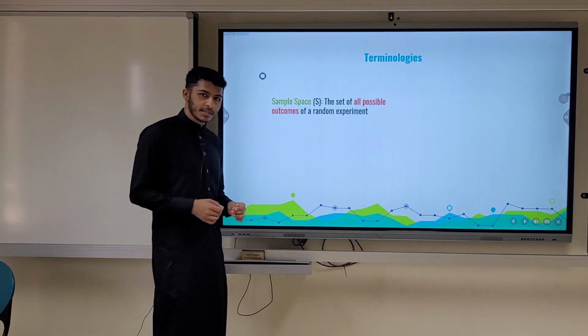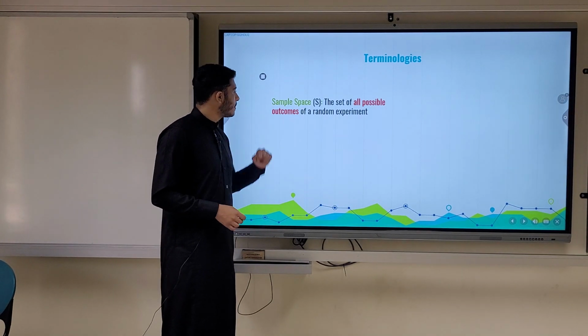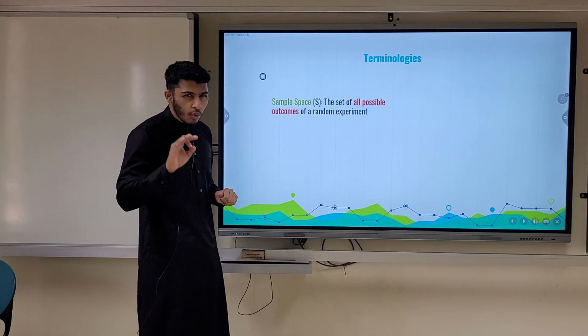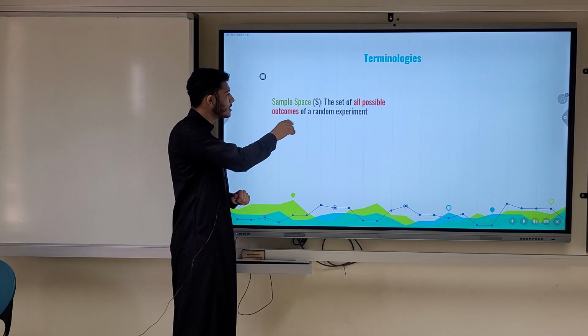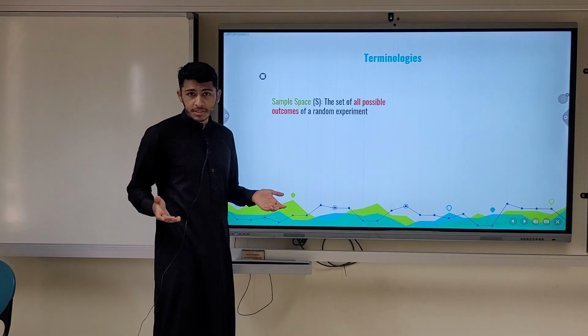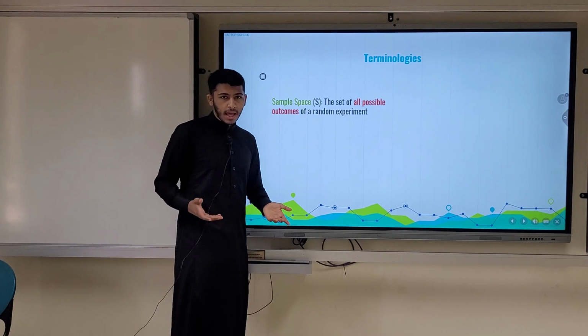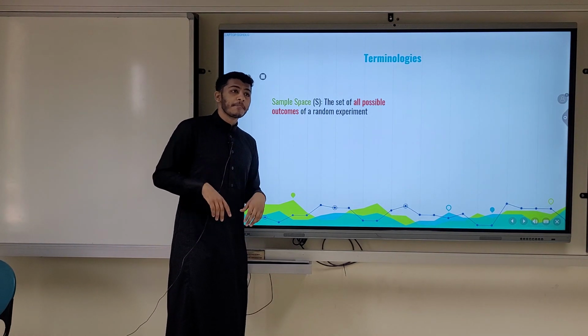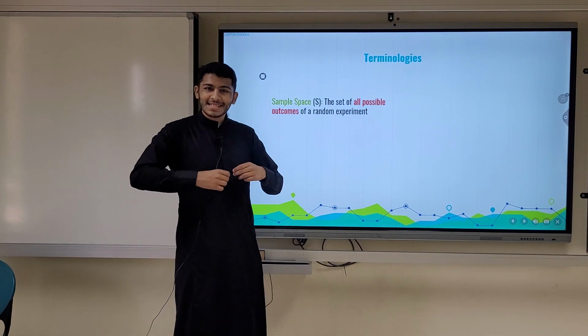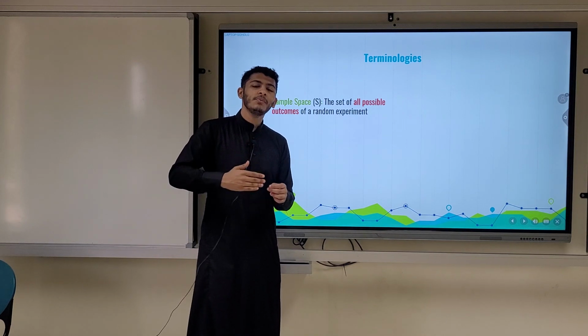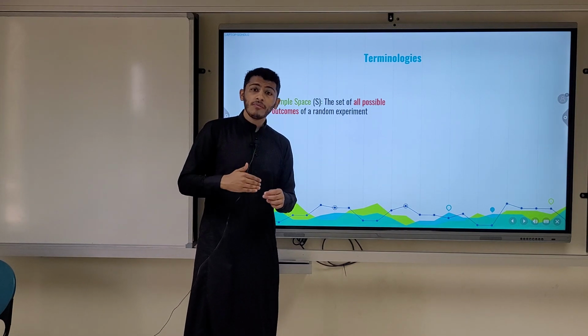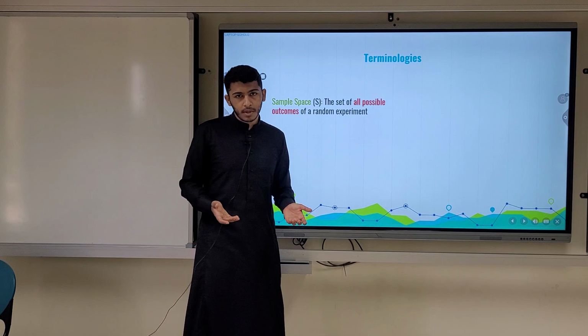What is a sample space? A sample space, which is denoted by the letter S, is the set of all possible outcomes of a random experiment. What is a random experiment? I should have defined this first, but anyway, a random experiment is an experiment that is done in the same way, in the same process, within the same steps. However, it yields different results each time.